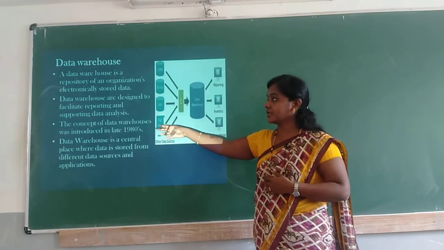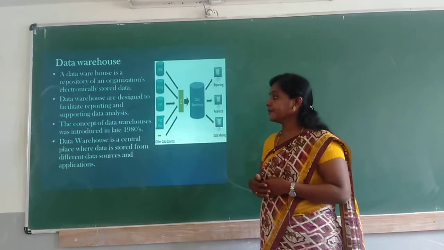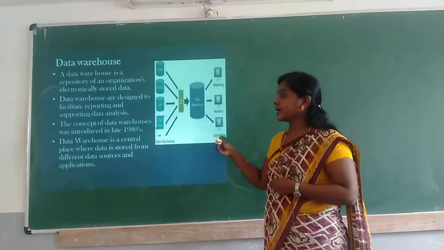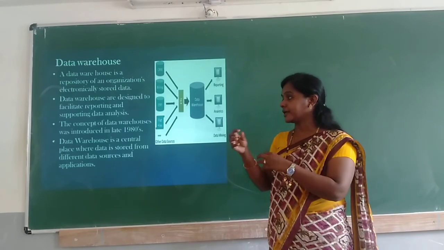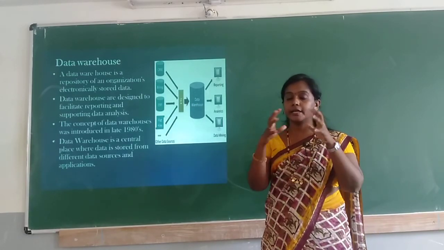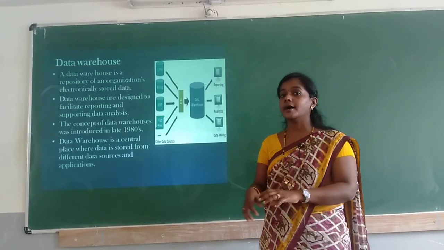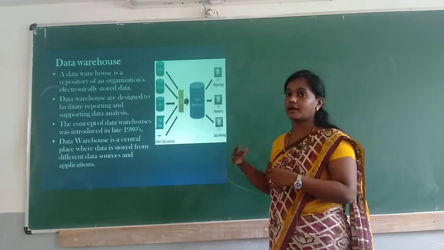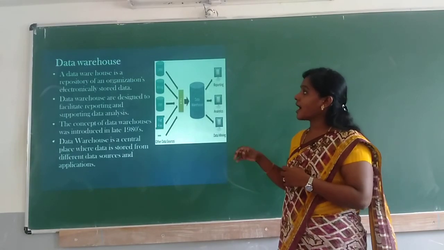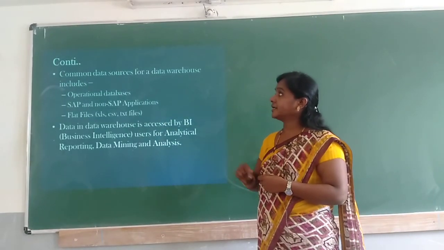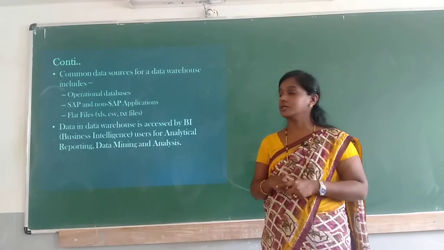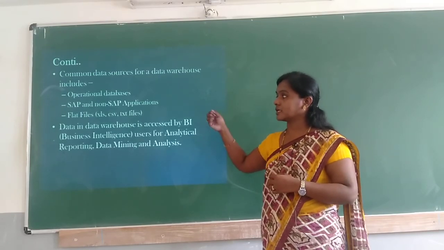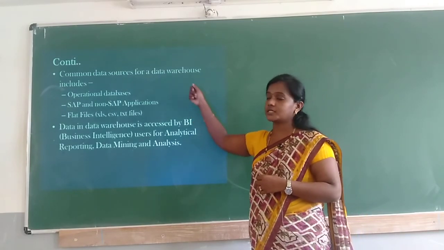It was introduced in the 1980s and the data warehouse is a central place. It is a central place where the data is stored from different data sources and applications. We store the data in some place, and we call that a data warehouse. Next, the common data sources of the data warehouse include the operational databases, SAP and non-SAP applications and flat files. What are these operational databases?